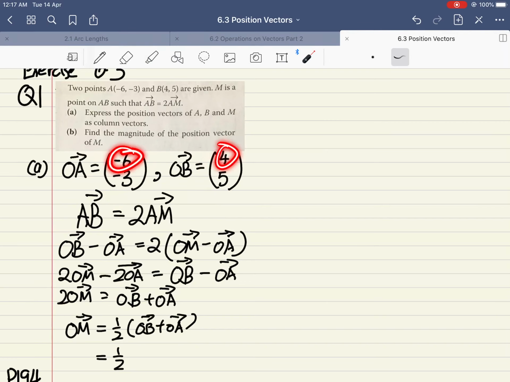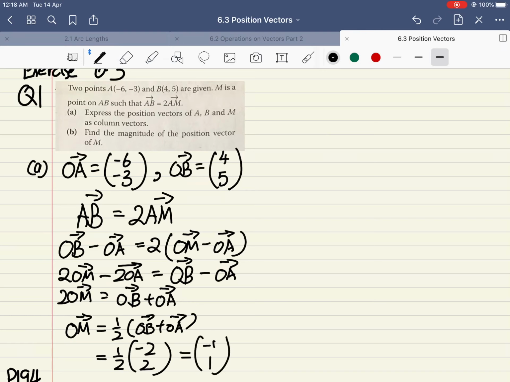So I just do a bit of quick mental calculation here. OB plus OA: 4 plus negative 6 will give me negative 2. And similarly, 5 plus negative 3 will give me 2.